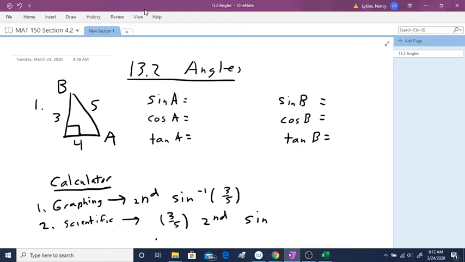So if you look at angle A's perspective right here, I'm looking for the sine. Remember, sine is opposite. So opposite is 3 over the hypotenuse, which is 5. So sine is always opposite over hypotenuse. Cosine for angle A is the 4, which is the adjacent, or the side touching it, over the hypotenuse. And finally, tangent of A is the opposite over adjacent.